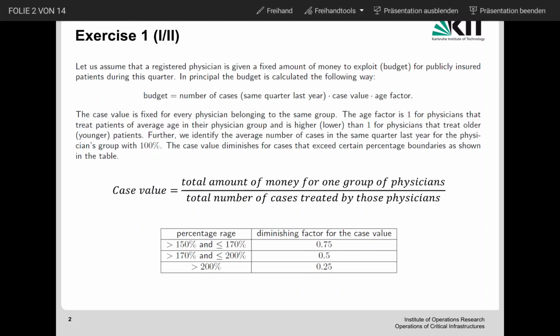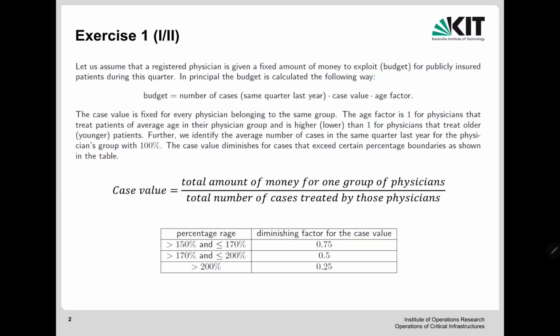Okay, so let's start with the first exercise. We assume that we have a physician who is actually registered. This is important. And he has a particular amount of money, a budget, for especially publicly insured patients during this quarter, in this year. Okay, and we know from the lecture this formula. So the budget is calculated by multiplying the number of cases for the same quarter of the last year, multiplied by the case value and by the age factor.